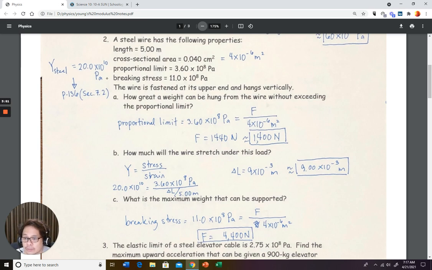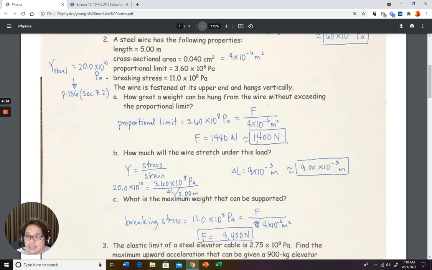The stress is 3.6. That's the proportional limit, because it says under this load. Which load? The load in part A. The delta L is unknown. The original length is 5.00 meters. So we transform this equation. You get delta L is equal to 9 times 10 raised to negative 3.